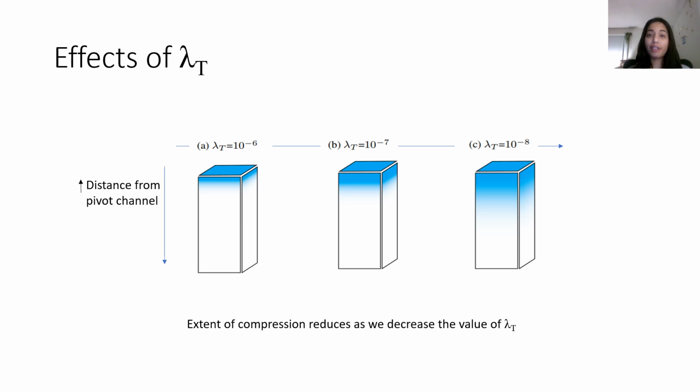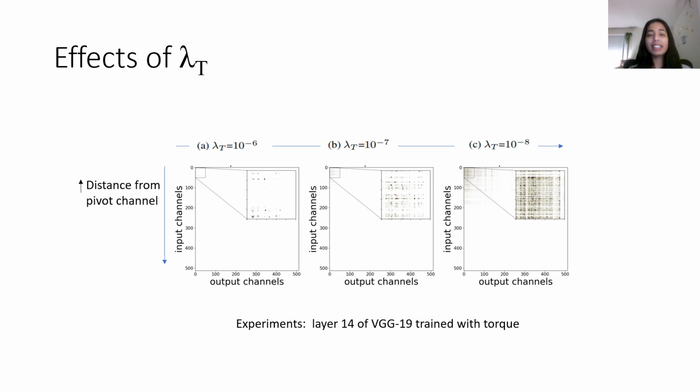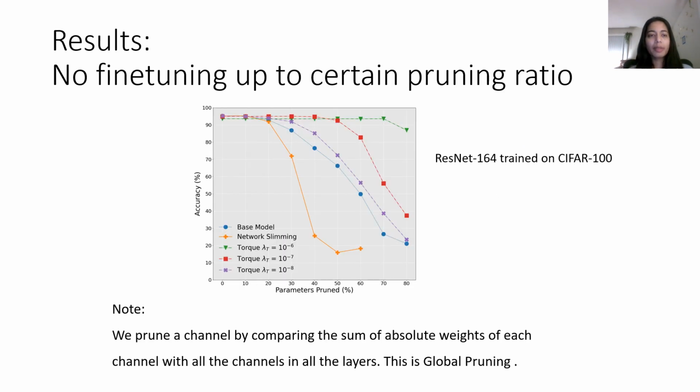Now let's look at the effects of lambda t. As you can see here, as we decrease the amount of lambda t, the compression also reduces. This is an experiment with layer 14 of VGG19 trained with torque. At lambda t equal to 10 to the power minus 6, we see a very high compression, and very few channels are activated. However, as we reduce lambda t, we see that more channels are now activated.